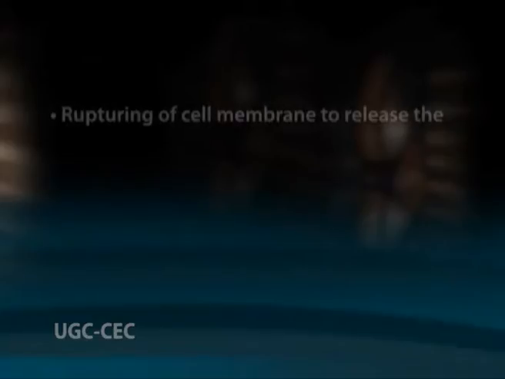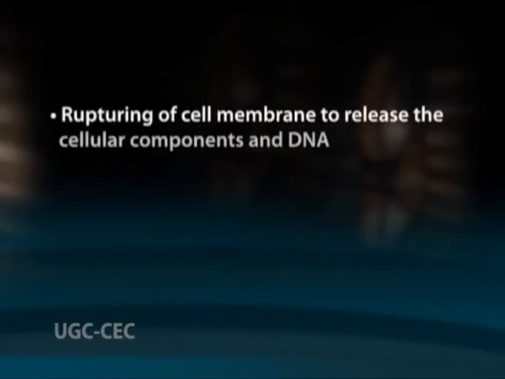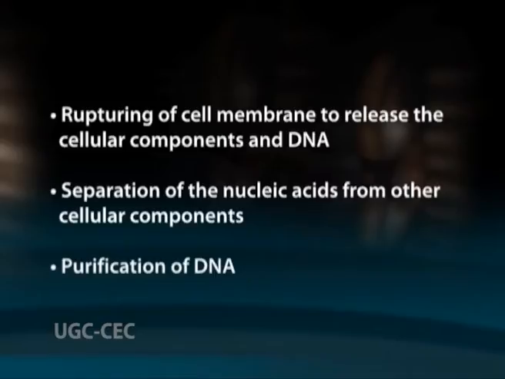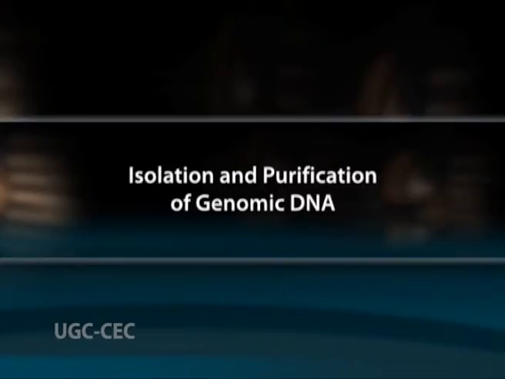Isolating the genetic material or DNA from cells, whether bacterial, viral, plant or animal, involves three basic steps. The first one is rupturing of the cell membrane to release the cellular components and DNA. The second one is separation of nucleic acids from other cellular components, and the final one is the purification of DNA.